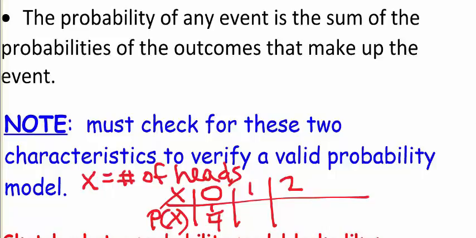If I have 1 head, so that could be heads tails or tails heads. So that probability is 1/2. And then the two heads, that's just where you get heads the first time and heads the second time. So that probability is 1/4. And then if you add those all up, they would add up to 1. And every single one of those values, the 1/4 and the 1/2, are between 0 and 1. So that is a valid probability model.